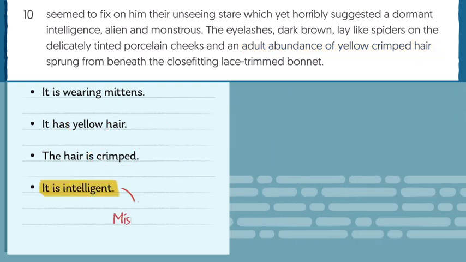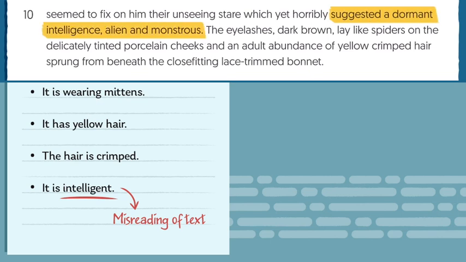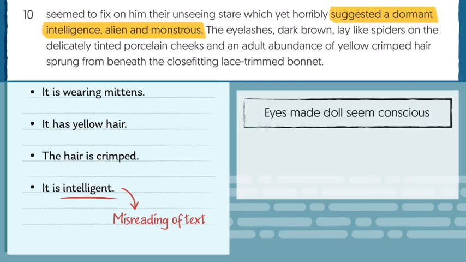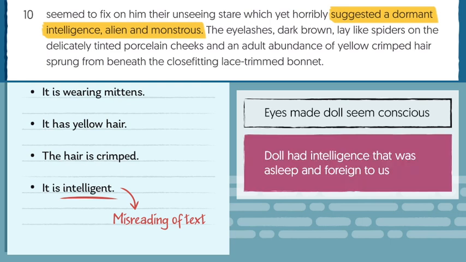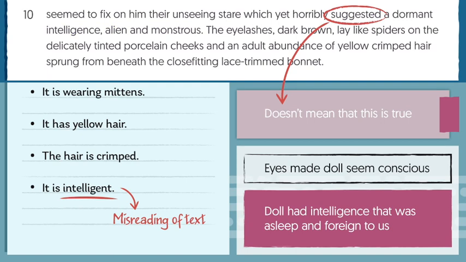Lastly, their point that it is intelligent is a misreading of the text. Student A has focused on one word, intelligent, and then associated this with the doll. Instead, what the writer actually says is that the doll's eyes suggested a dormant intelligence, alien and monstrous. This means that the doll's eyes made the doll seem to be alive or conscious. The author is suggesting that it was as though the doll had an intelligence that was asleep and foreign to us. The verb suggested in the text doesn't mean that this is true, though.